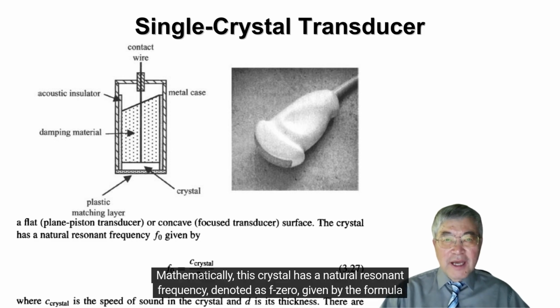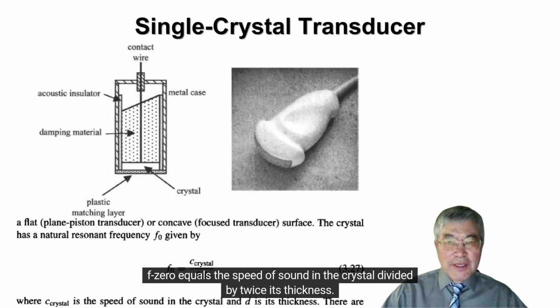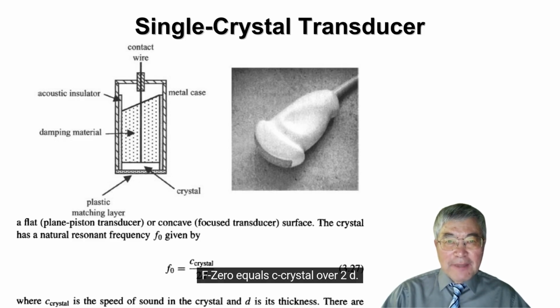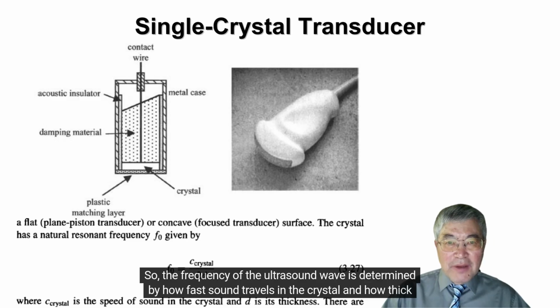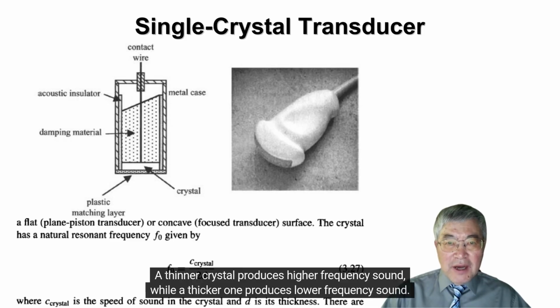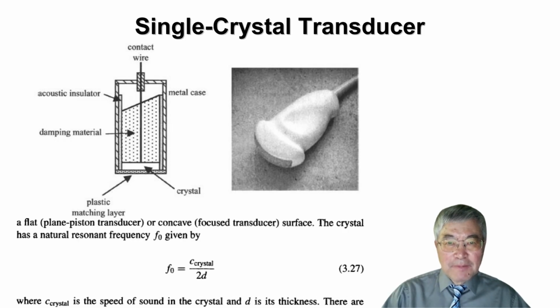Mathematically, this crystal has a natural resonant frequency, denoted as F0, given by the formula F0 equals the speed of sound in the crystal divided by twice its thickness. In other words, F0 equals C crystal over 2D. So, the frequency of the ultrasound wave is determined by how fast sound travels in the crystal and how thick the crystal is. A thinner crystal produces higher frequency sound, while a thicker one produces lower frequency sound.